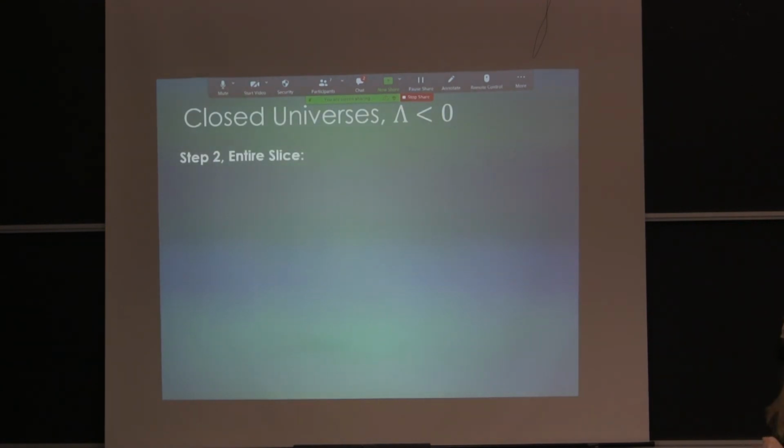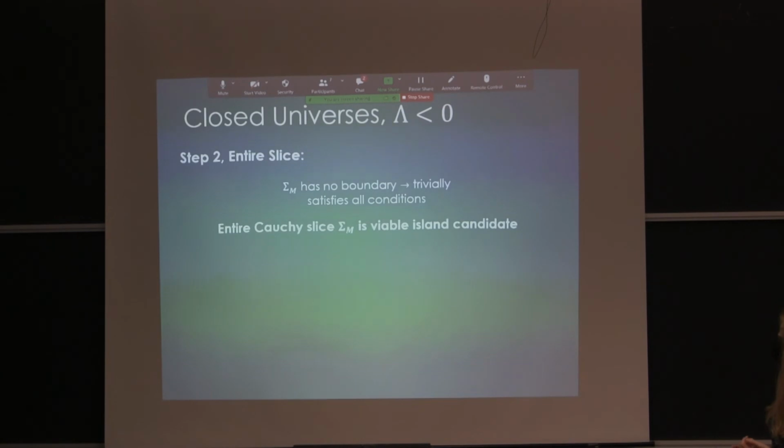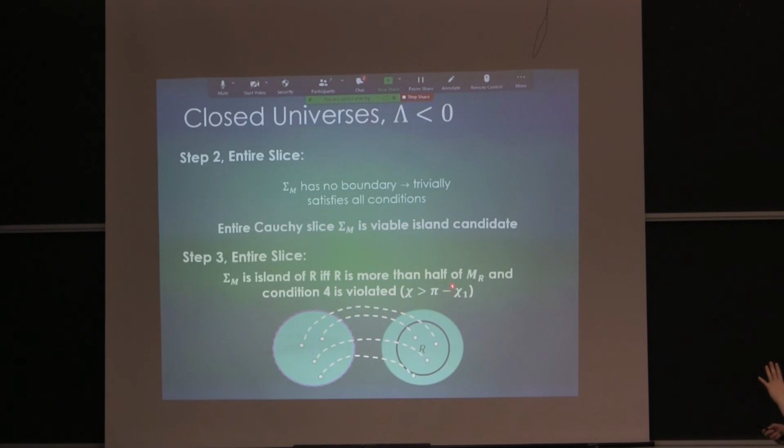And then you can also ask about the entire slice again. And just like before, it's going to trivially satisfy all of the necessary conditions and be an island candidate. And it will be an island. Again, we have the restriction that we have to pick R to be more than half of the reference universe. But we also need condition 4 to be violated because the entire slice is now also competing with the subsets. And the subsets aren't better than the entire slice in the case where condition 4 is violated. So we also need to pick the appropriately sized chi such that condition 4 is violated for the entire slice to be an island for that reference region.